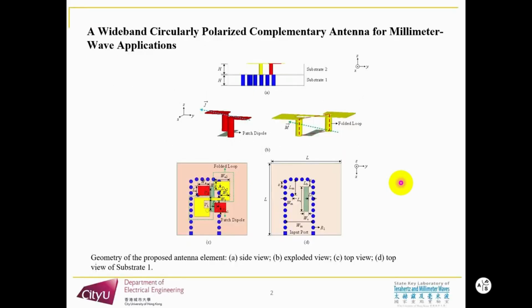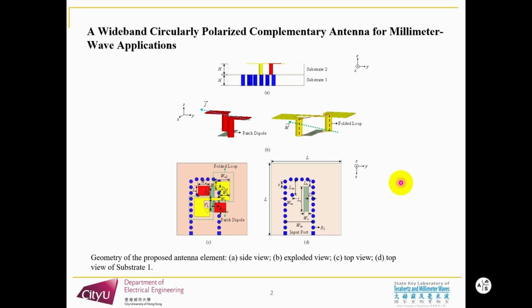One method to achieve wide bandwidth in CP antenna design is through the use of a complementary antenna. When the electric dipole and magnetic dipole are parallel to each other and excited in phase by the same source, they will naturally have a 90-degree phase difference and generate two orthogonal electric fields. Therefore, circular polarization can be generated. Based on this idea, we propose a wideband circularly polarized complementary antenna for millimeter wave applications.